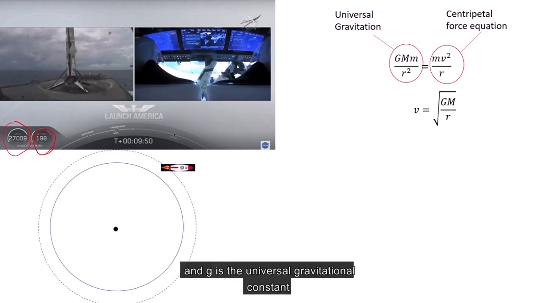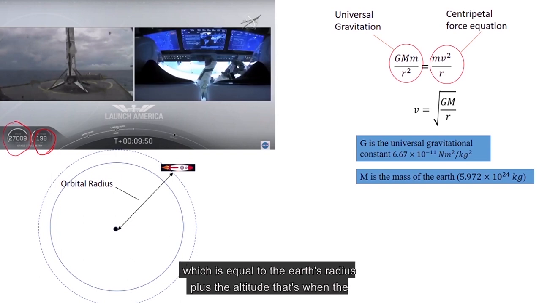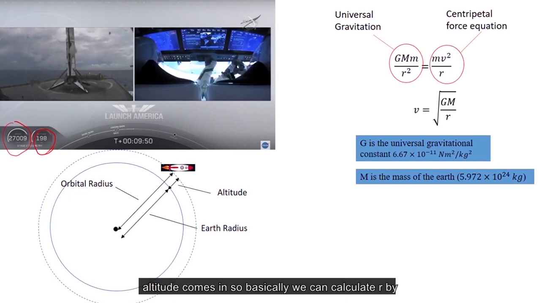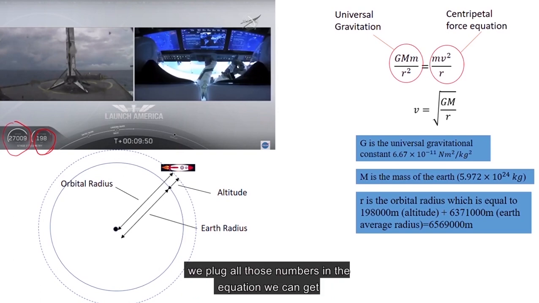and G is the universal gravitational constant, m is the mass of the Earth, and r is the orbital radius, which is equal to the Earth radius plus the altitude. That's when the altitude comes in. So basically, we can calculate R by adding the Earth radius with the altitude. And we plug all those numbers in the equation, we can get a speed of 28,042 kilometers per hour.